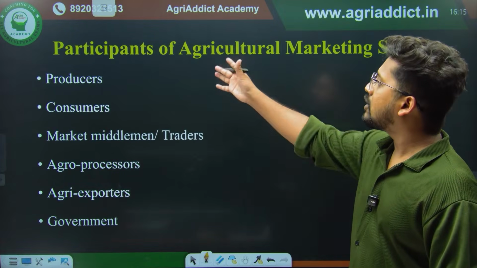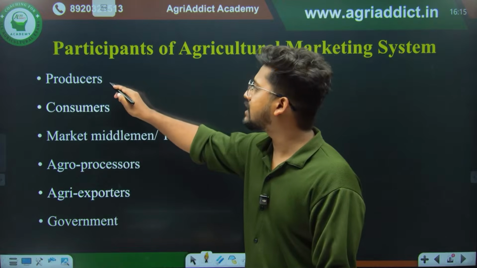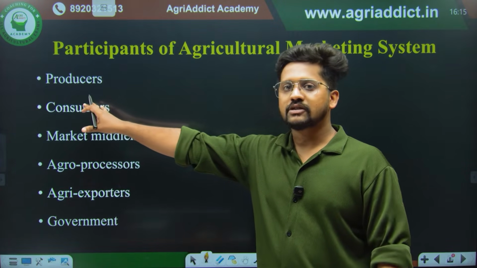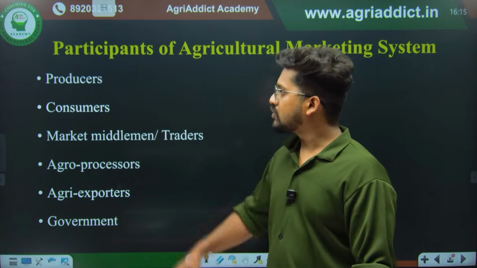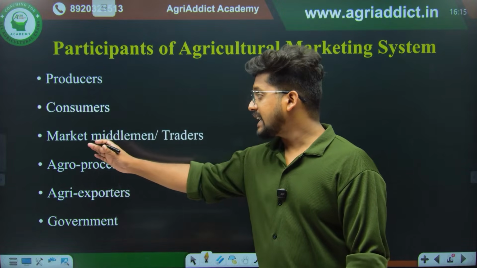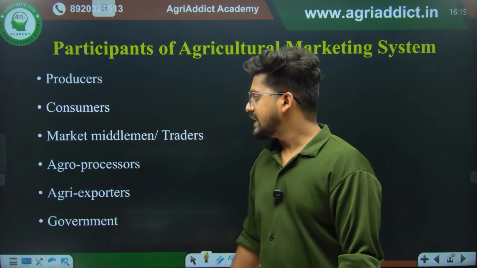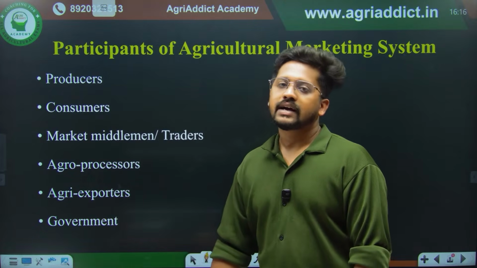So who are all the participants of the agricultural marketing system? It's very easy, right? We already know two major players. One is producers, who are from the primary sector. Second is consumers, who are buying and consuming it, right? So these things we already know. Then there are many other people who are known as market middlemen or traders. Then there are some agro processors, then there are some agri exporters, and also there is the government, right?